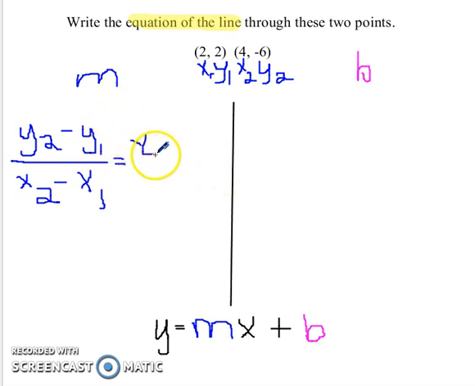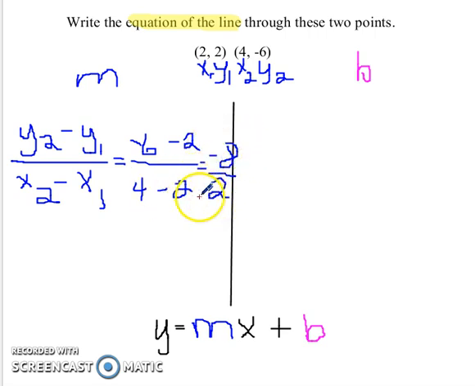So we have negative 6, that's our second y. Take away our first y, which is 2. Over our second x, right there, 4. Take away our first x. Negative 6 take away 2 is negative 8. And 4 take away 2 is 2.